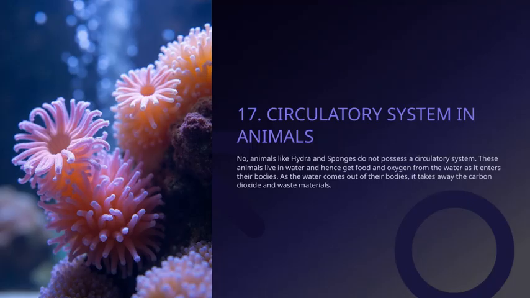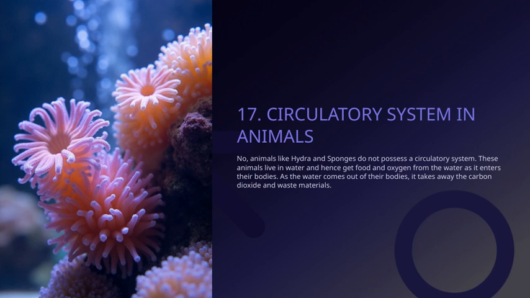Now, let's look at some animals like hydra and sponges. Interestingly, these creatures do not have a circulatory system at all. Since they live in water, they can absorb nutrients and oxygen directly through their body surfaces. This means they don't need a complex network to move fluids around. As water flows into their bodies, it provides the necessary oxygen and nutrients. Then, as the water exits, it carries away waste products like carbon dioxide and other materials.